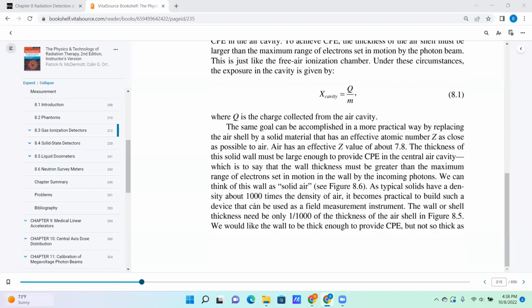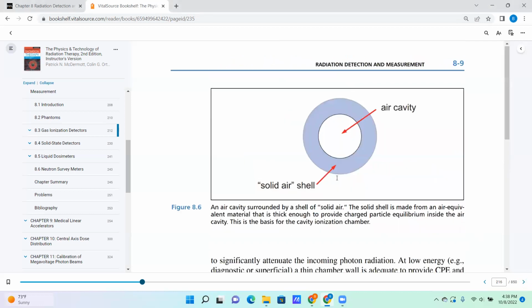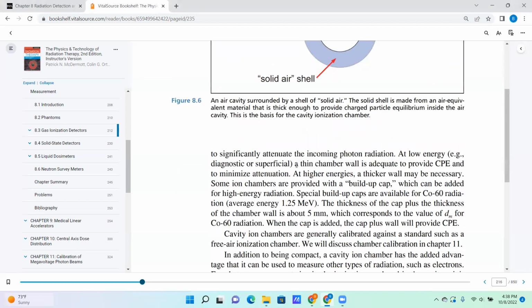As typical solids have a density of about 1,000 times the density of air, it becomes practical to build such a device that can be used as a field measurement instrument. So the wall or shell needs to be only 1/1000th of the thickness of the air shell. And we would like the wall to be thick enough to provide CPE, but not so thick as to significantly attenuate the incoming photon radiation.